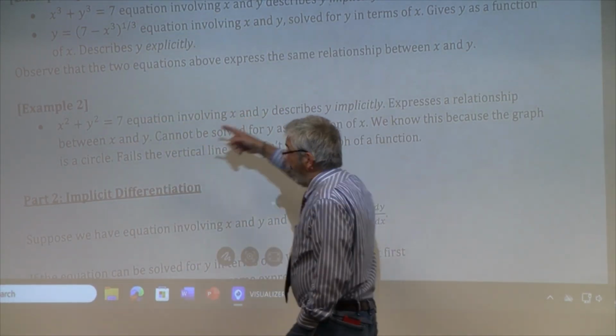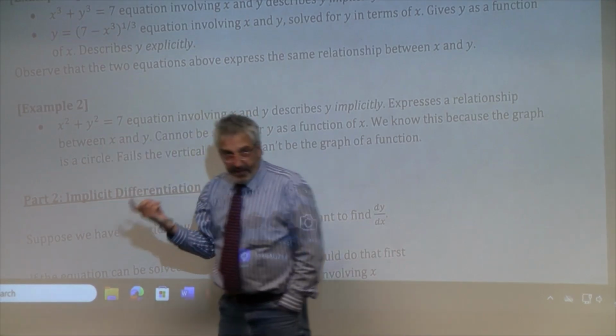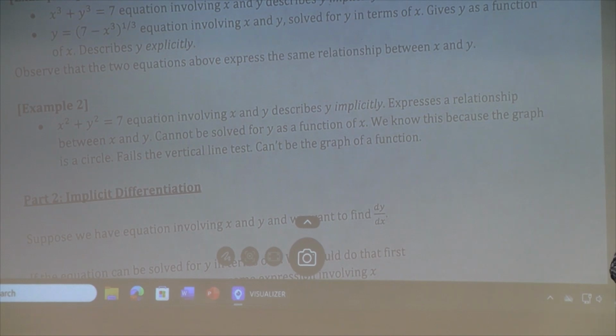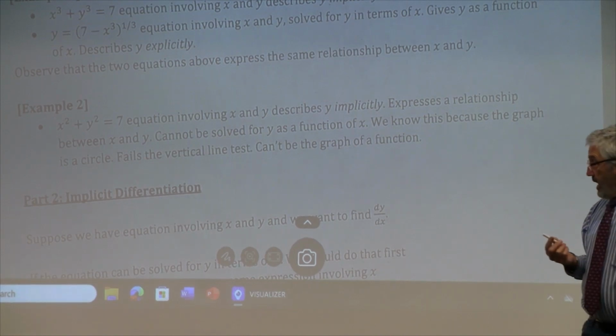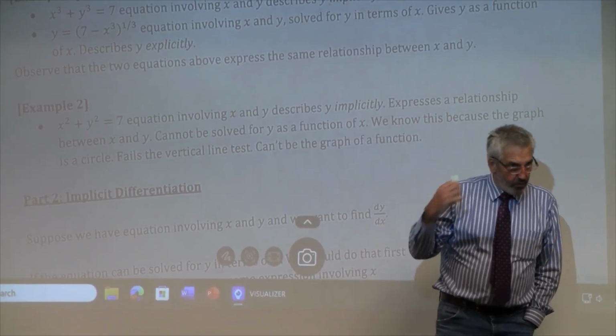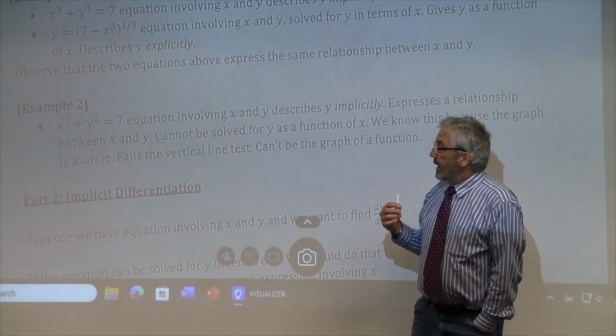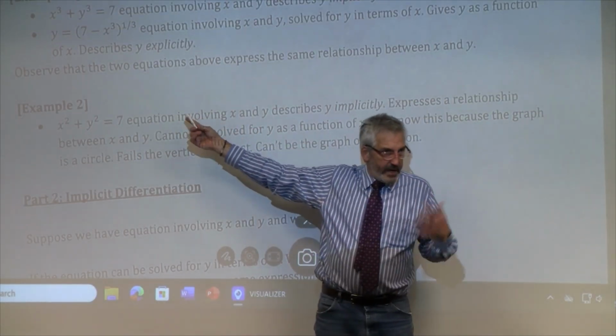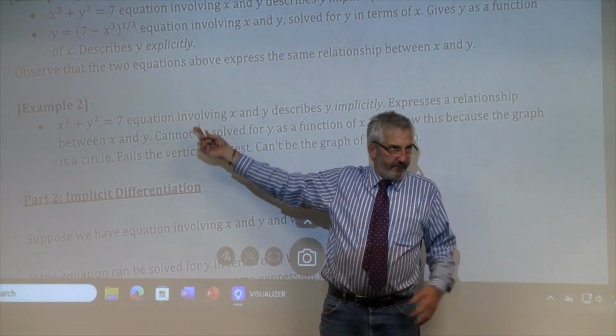Now in this next example, x squared plus y squared equals 7, that's also an equation involving x and y. It expresses a relationship between x and y. But it's not presented as a function. It doesn't say y equals blah. And the thing is, you can't solve this equation to say y equals blah, because this is not a function.